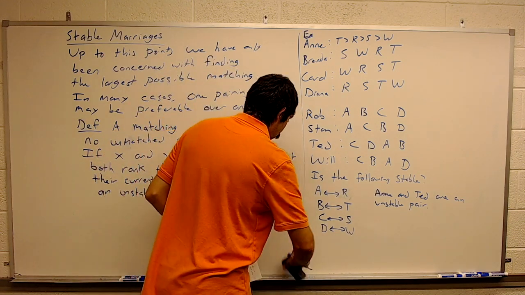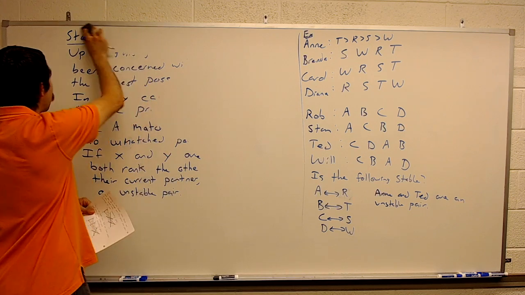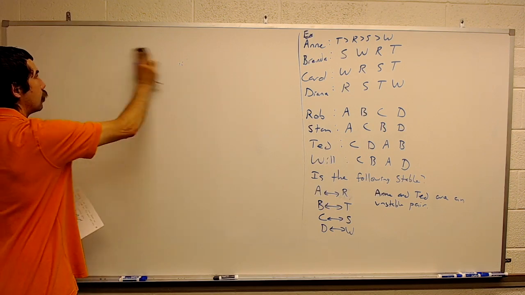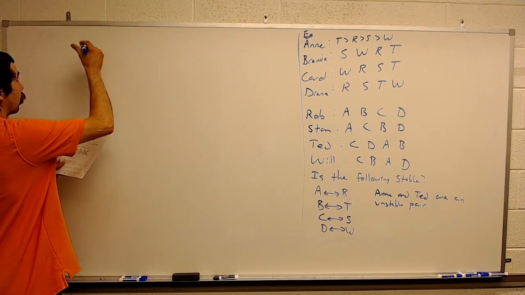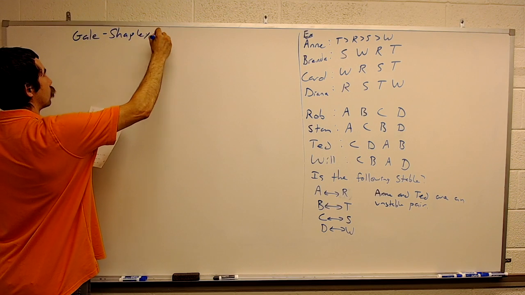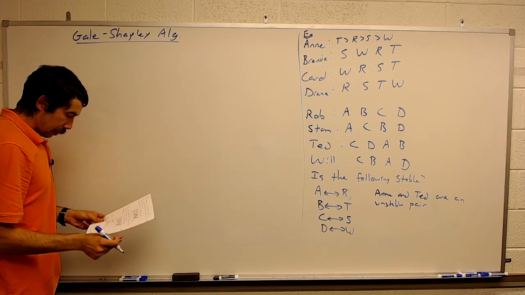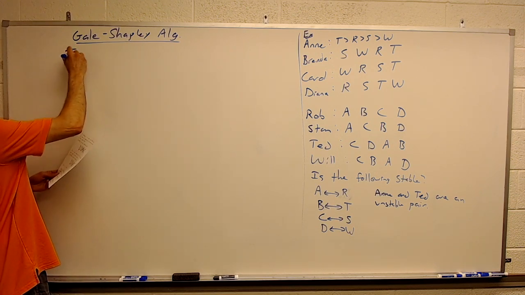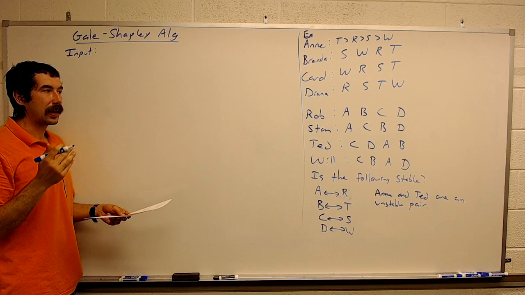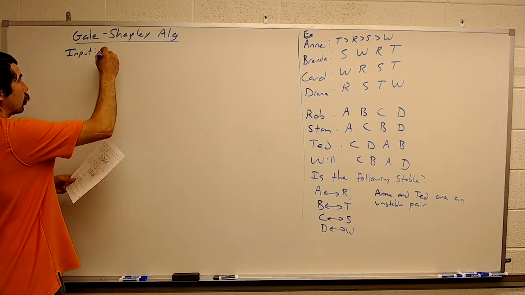Okay, so let me show you how to guarantee you have a stable matching, and that is with the Gale-Shapley algorithm. All right, so what are the inputs? In order to run this algorithm, we need how the men rank the women and how the women rank the men. So that's the preference ranking.